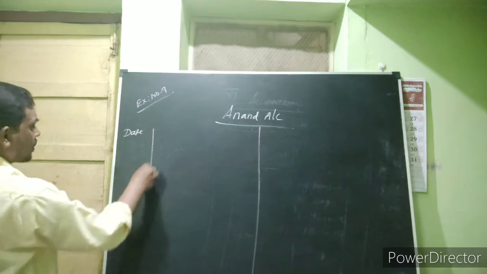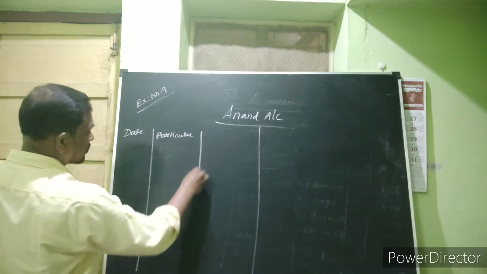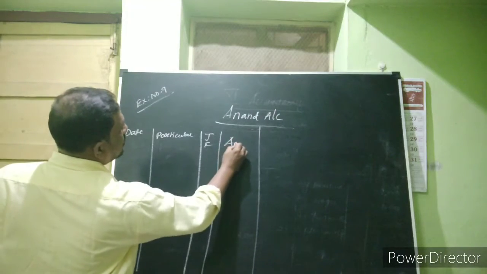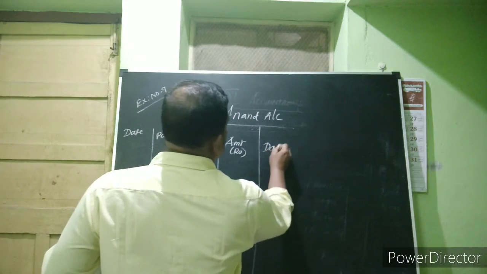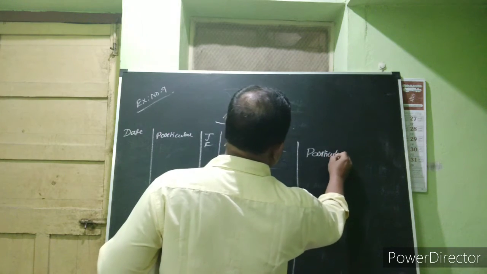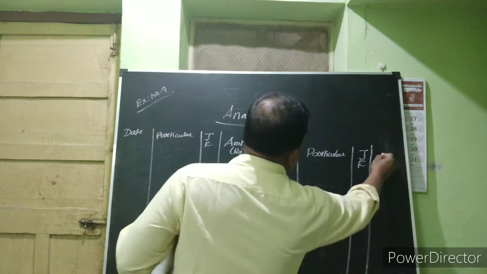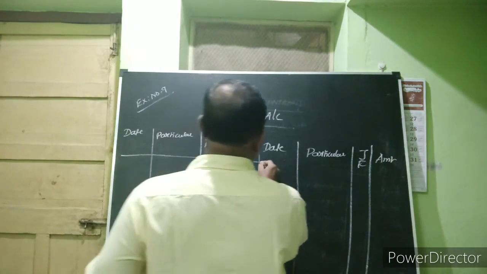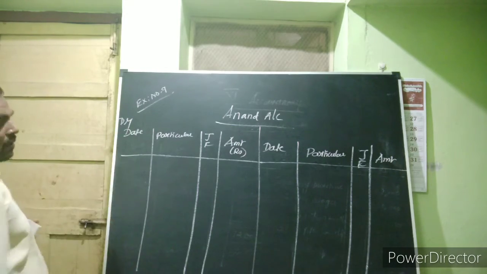Date, particulars, JF, amount in rupees. Here the same: date, particulars, JF, amount in rupees. Okay, this is the debit side, this is the credit side.